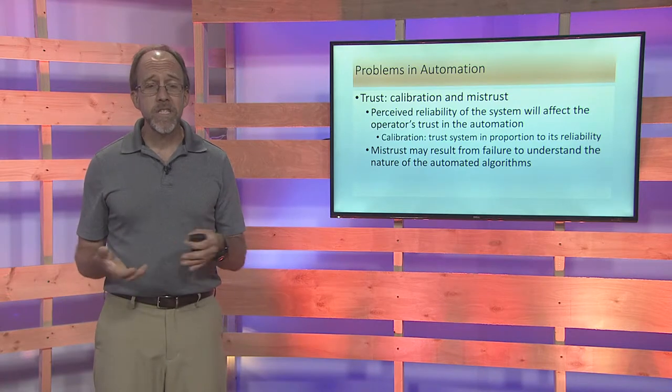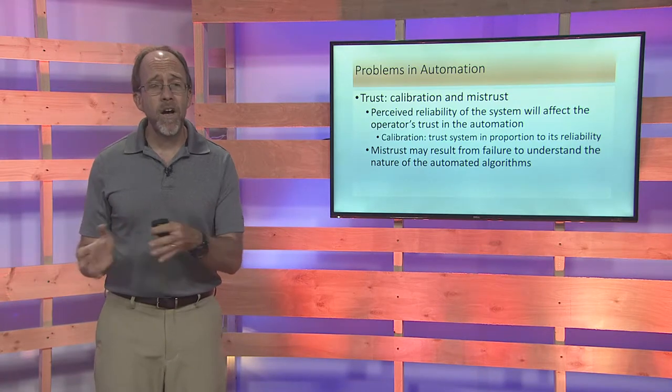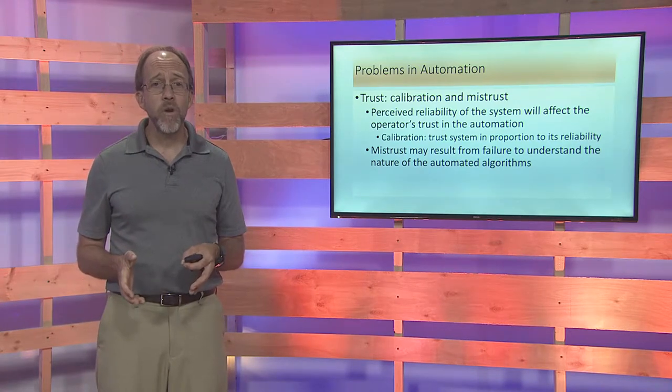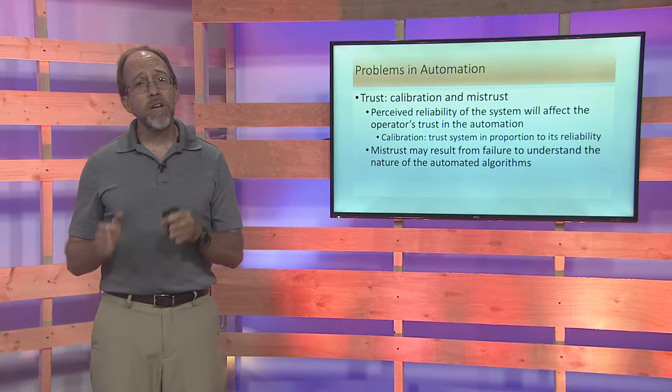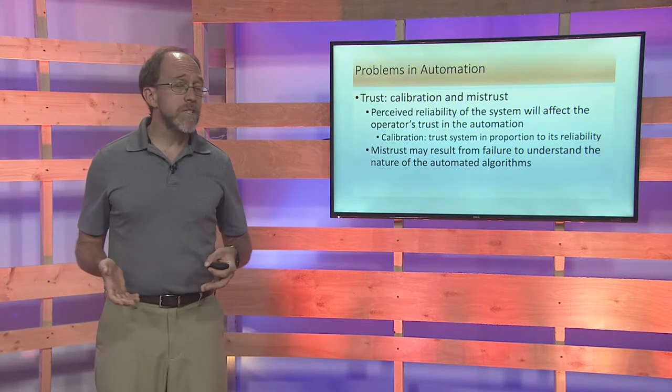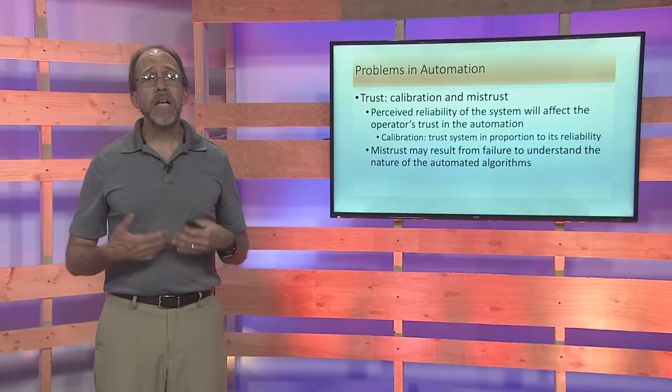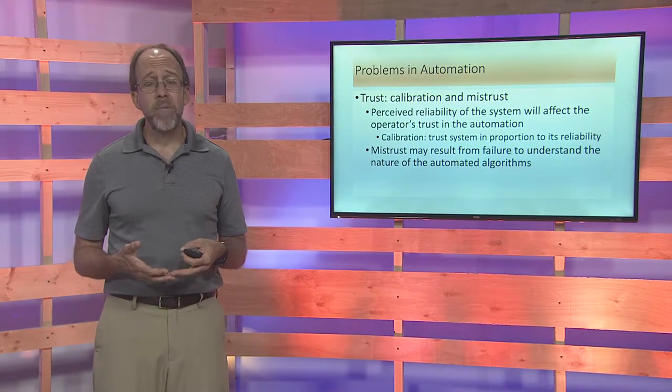Now, in the guts of the system, we may not know all the details of how that cruise control works, but we understand the algorithm. It's a relatively simple algorithm. Many types of automated systems are going to be much more complex. But to trust them, you do have to have an understanding of the algorithm itself. The other problem is in the exact opposite direction.